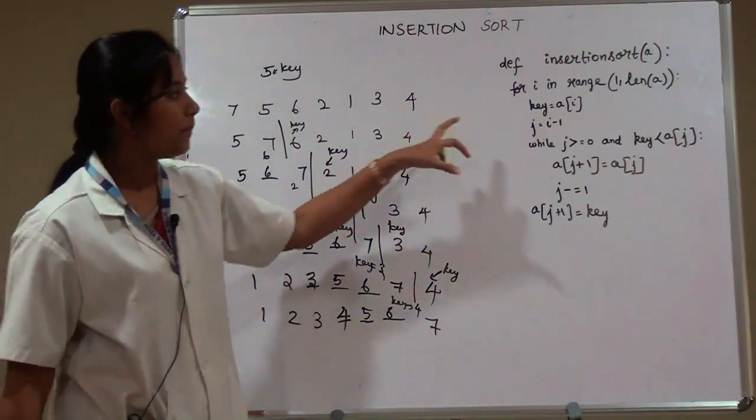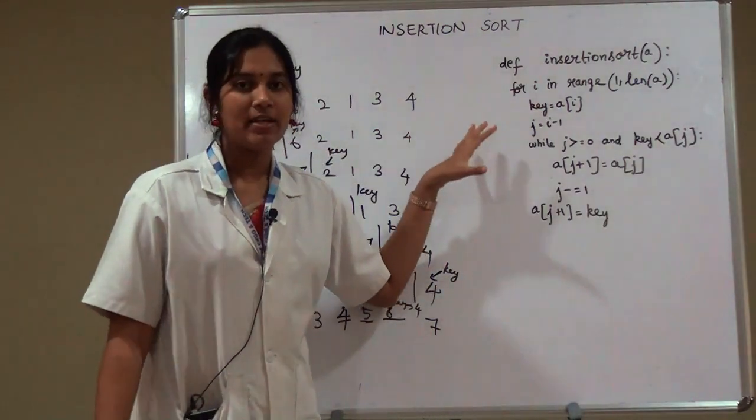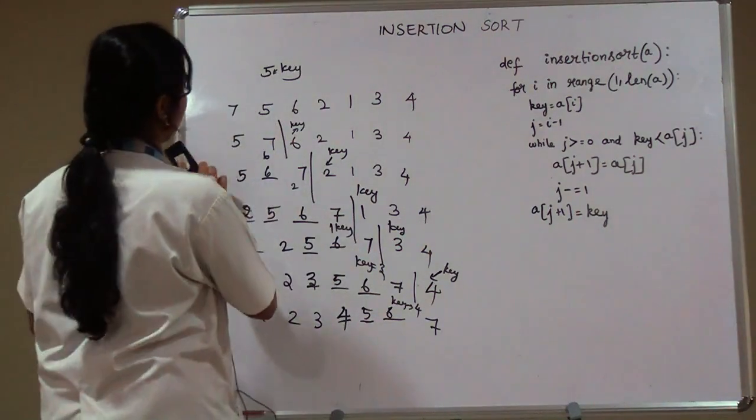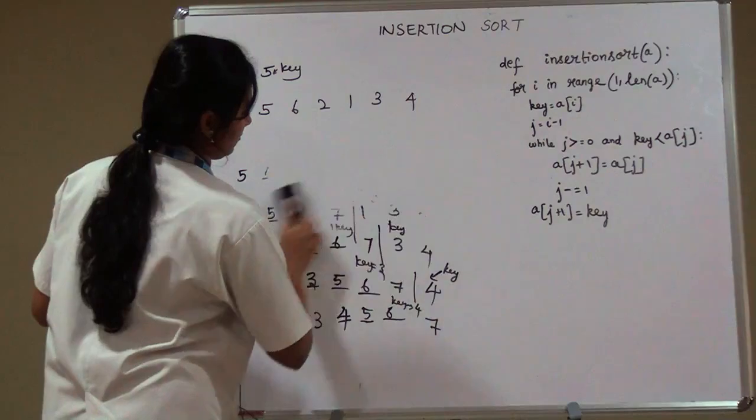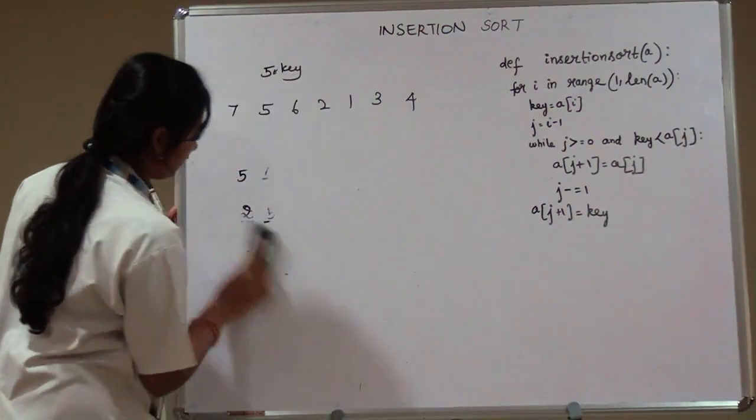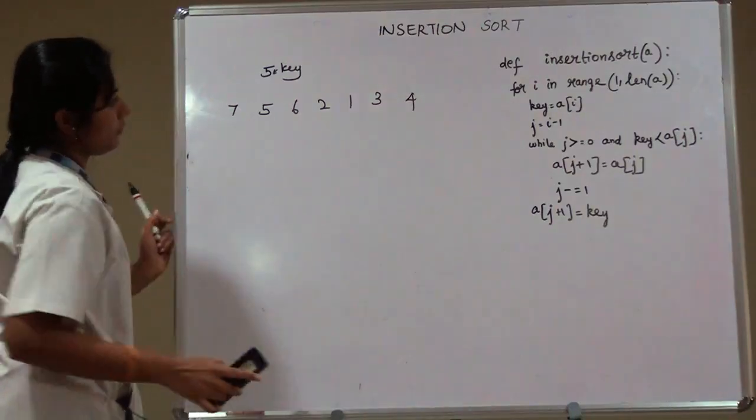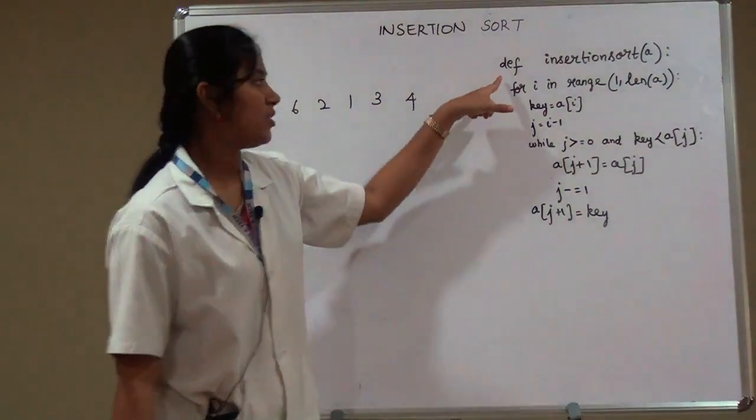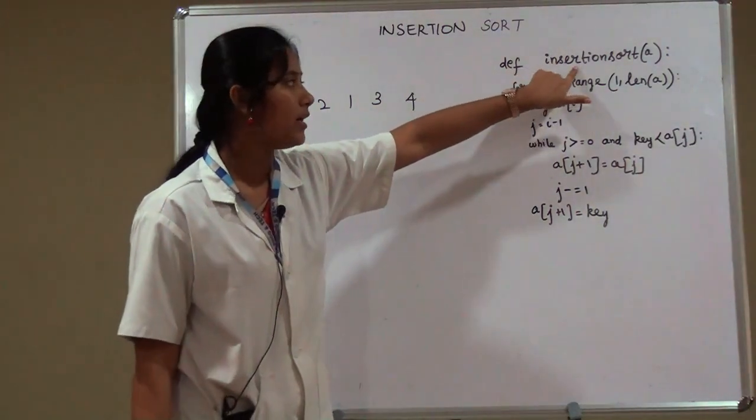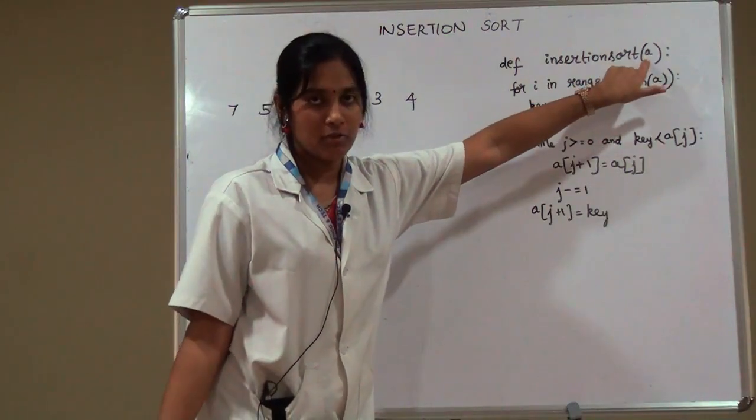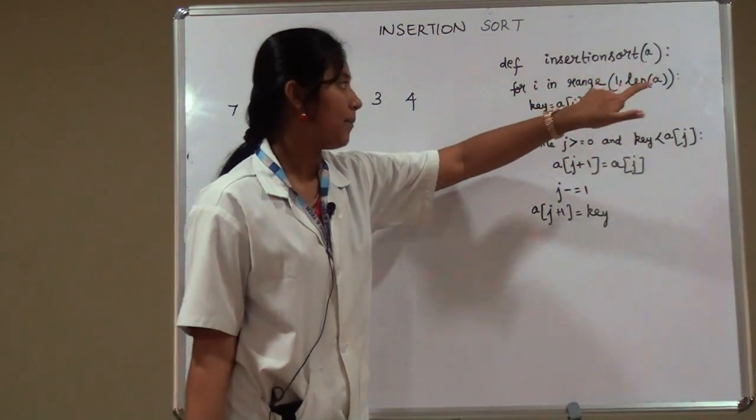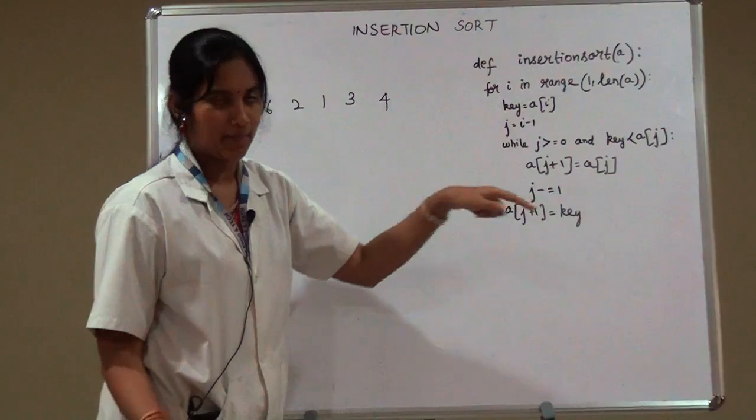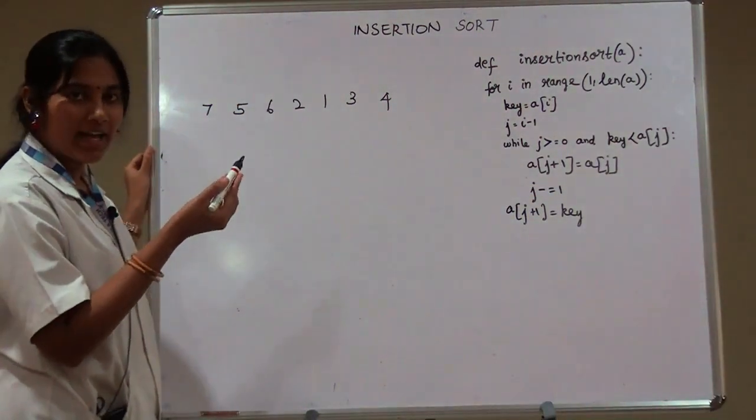Now we have the Python code for insertion sort. We will see how this Python code works. Okay, we have a function written here which is insertion sort. We are passing a list to this function. The name of the list is A. Now we are starting from 1 up to length of A. So initially I will take the value of 1.